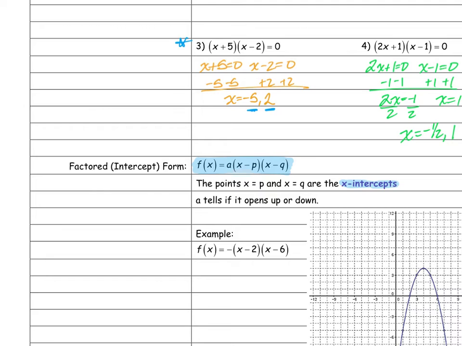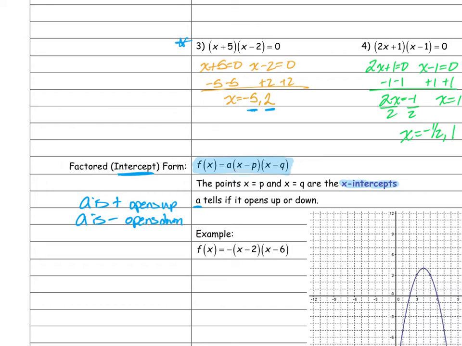So this gives me my x-intercepts, hence the name. Another one of the names is called intercept form. So it's called factored or intercept form. You'll hear both names. And of course, a still tells me whether it opens up or down. So if a is positive, it opens up, and if a is negative, it opens down. Just like in the vertex form, that part doesn't change. a always tells me the same thing.